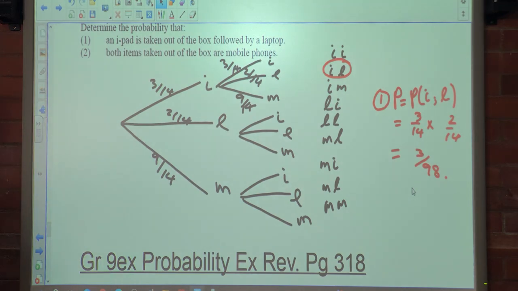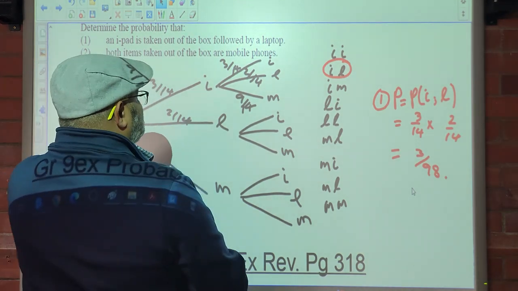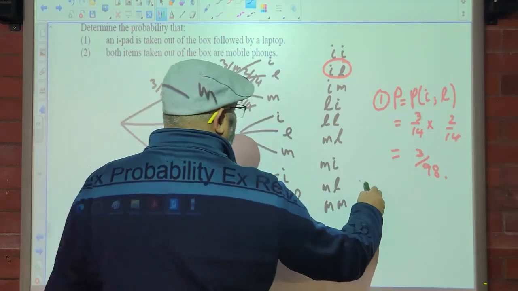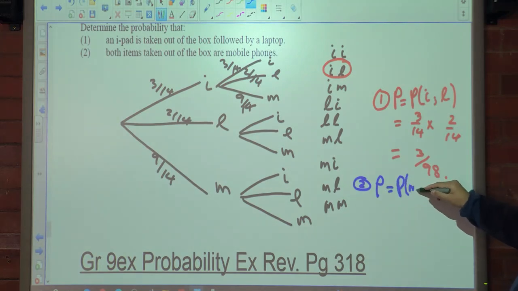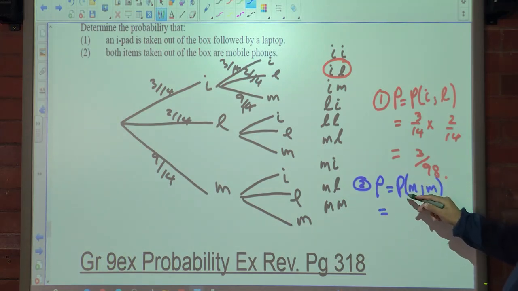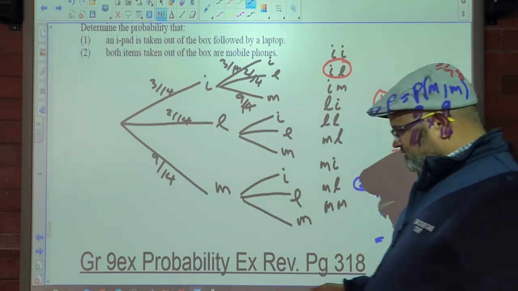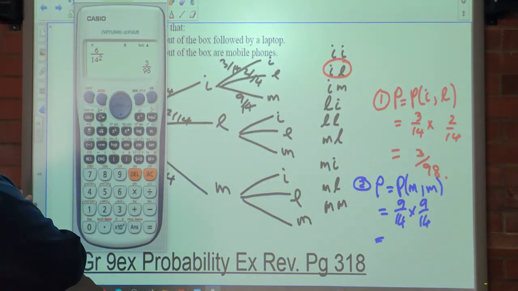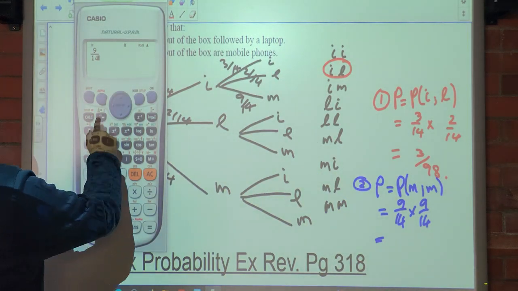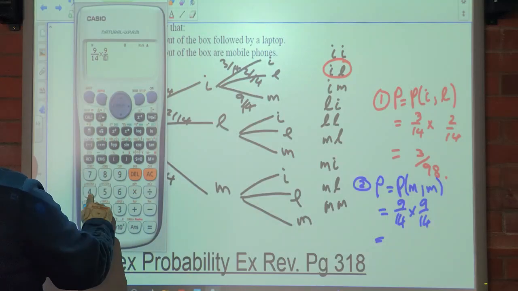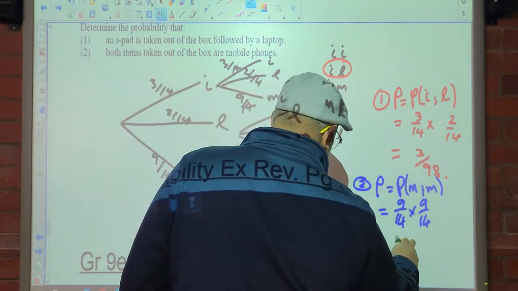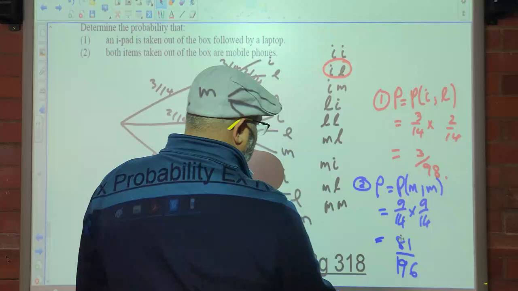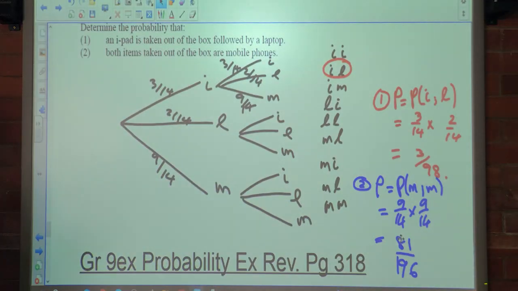Okay. B. Both items taken out of the box are mobile phones. So both items being mobile phones, the probability is equal to the probability of mobile phone times mobile phone. So it's going to be 9 over 14 multiplied by 9 over 14. It's going to be 81 over 196. Okay, good.